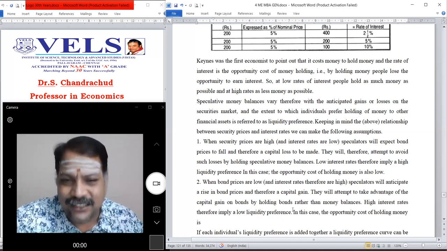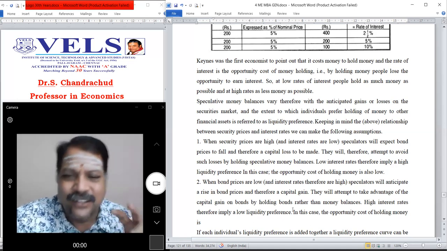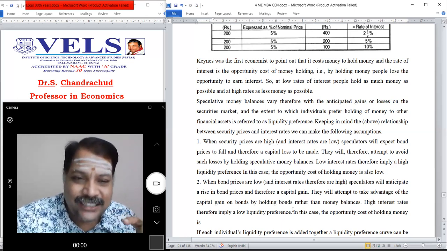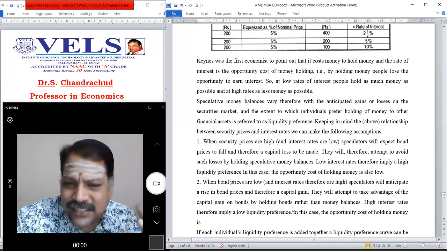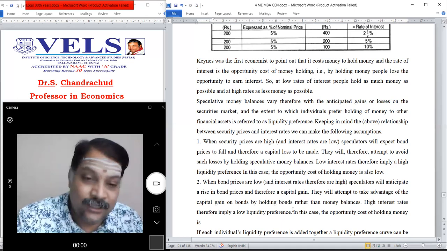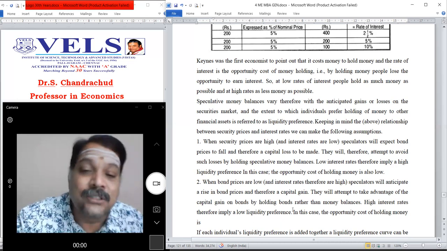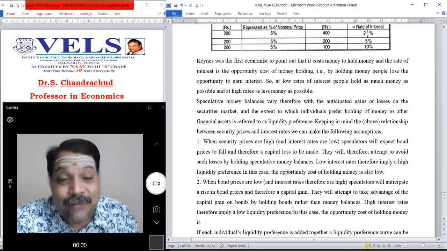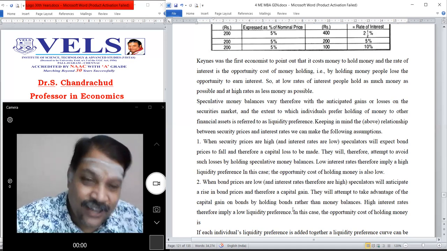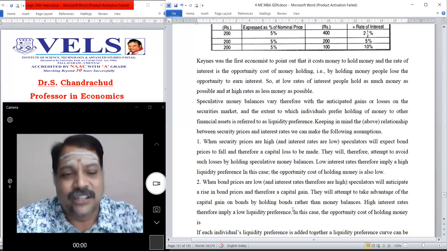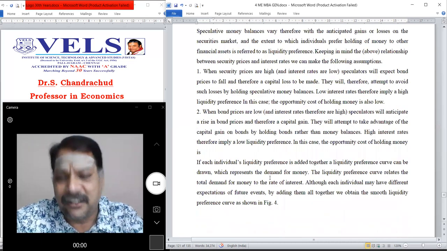We can put it another way: when bond prices are low, what will happen? The interest rate, therefore, is high. So the speculator will anticipate a rise in bond prices, and therefore he will concentrate on capital gain. They will attempt to take advantage of that particular capital gain on bonds by holding the bonds rather than money balances. The high interest rate therefore implies a low liquidity preference. In this case, the opportunity cost of holding money is high.